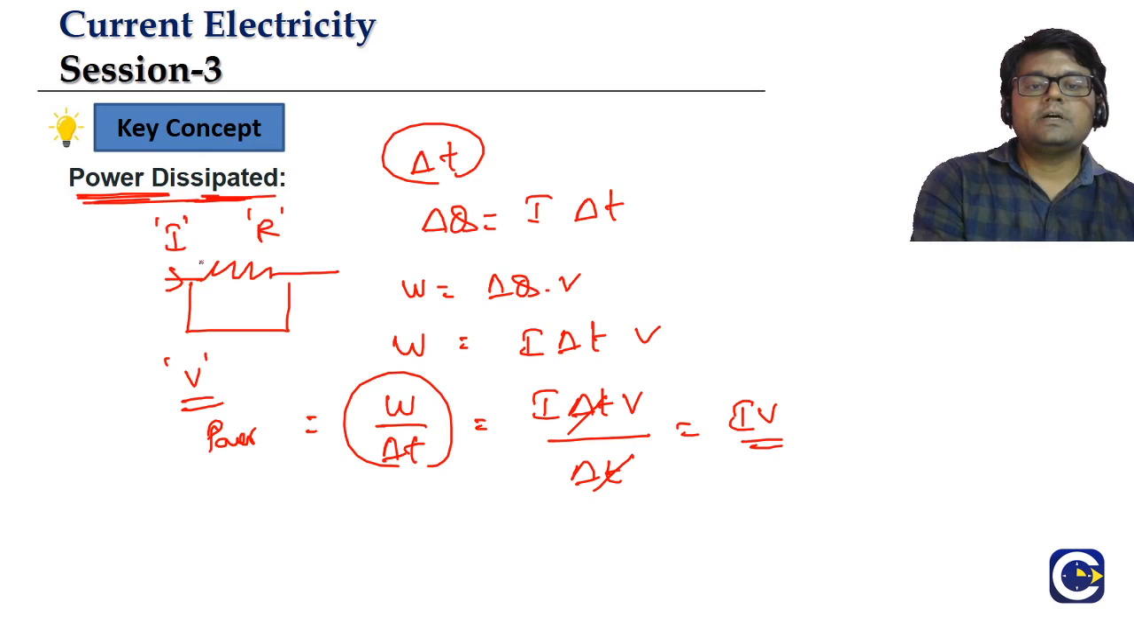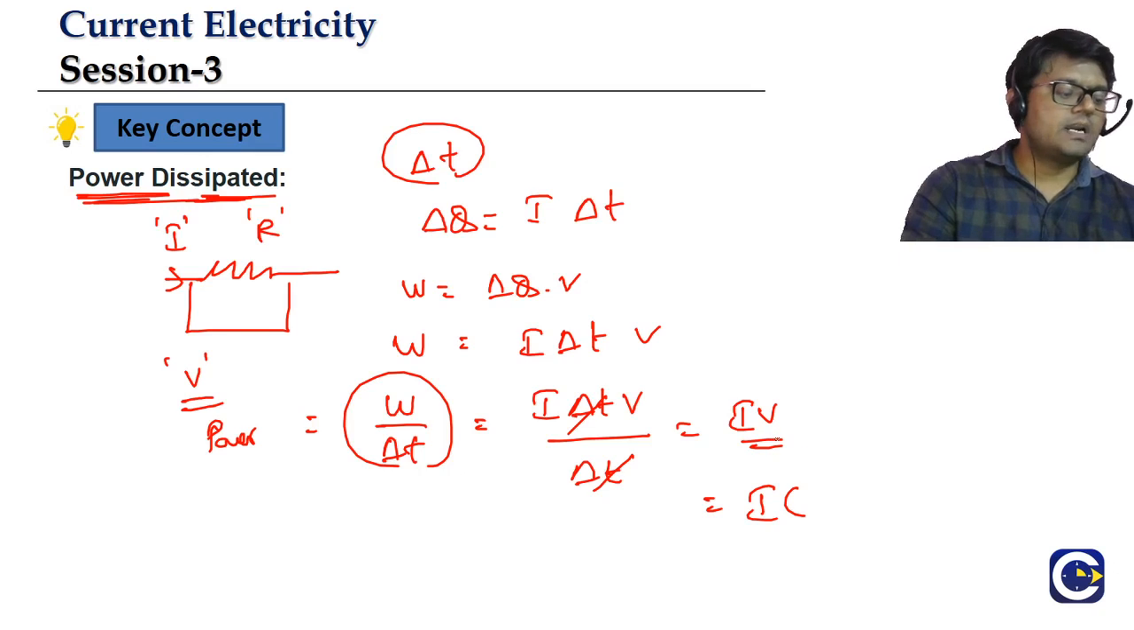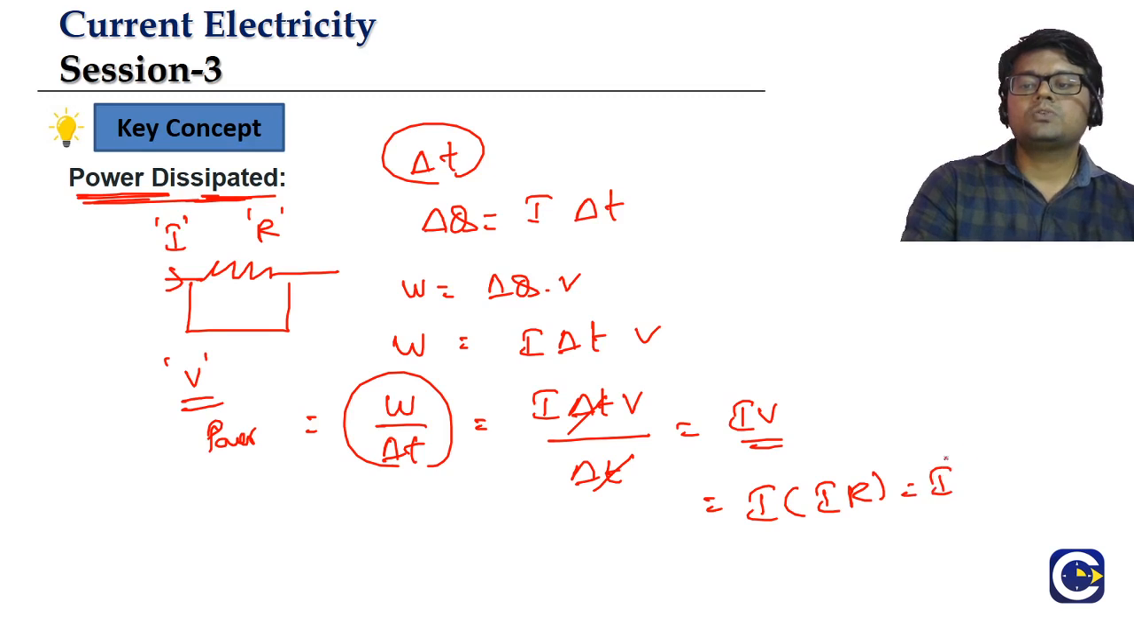So to pump the current I across the resistor R, what is the power that is dissipated? It will be equal to I into V. And we can have an alternative formula for this also, if we have the current and resistance given to us. V can be expressed as I into R. So I can have the power formula as, let's say this is the first formula, I can have another formula.